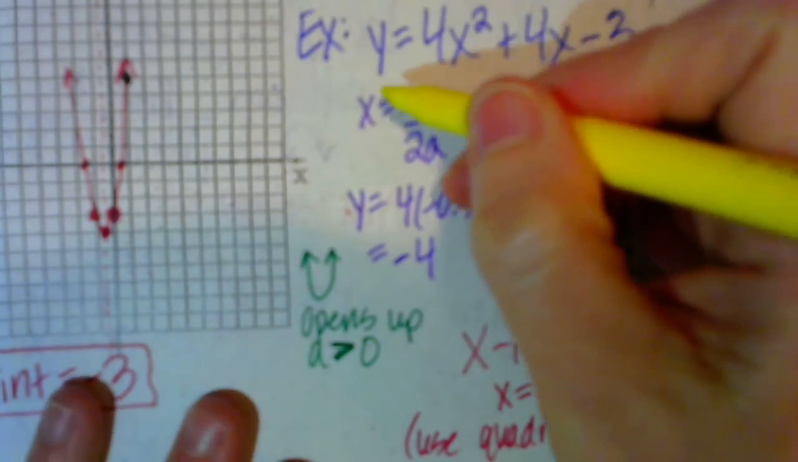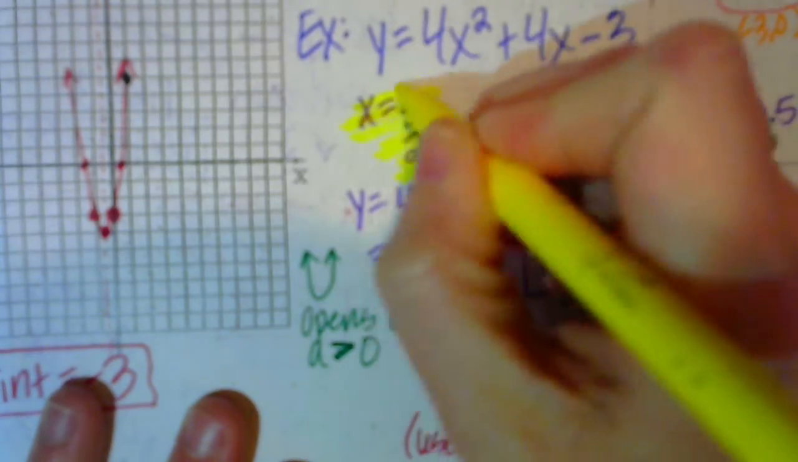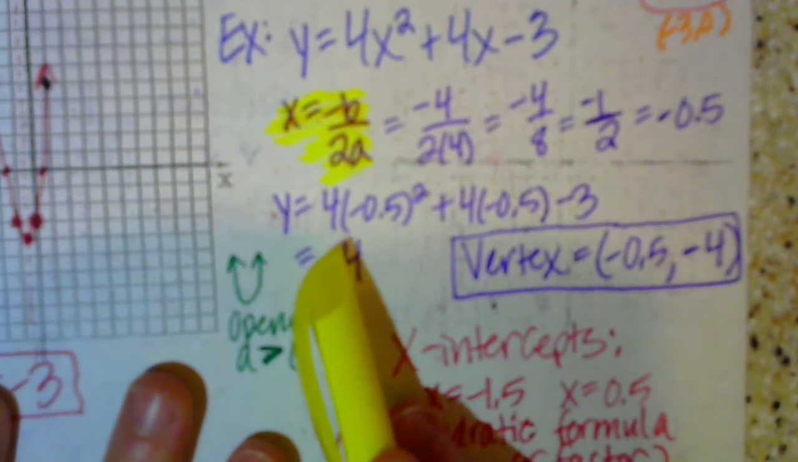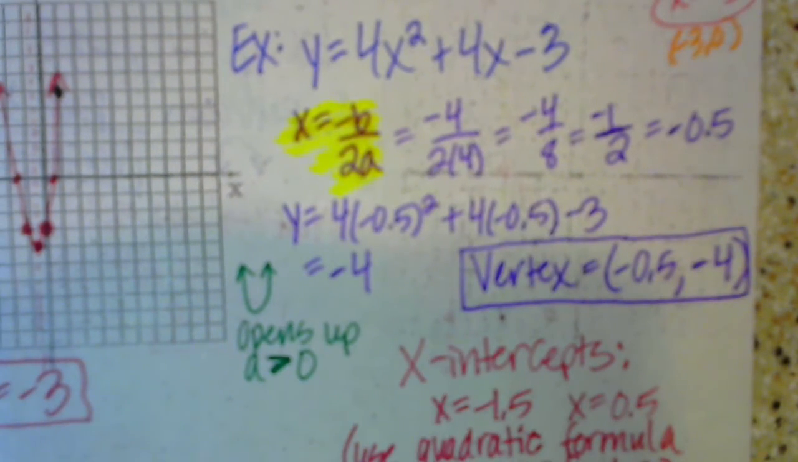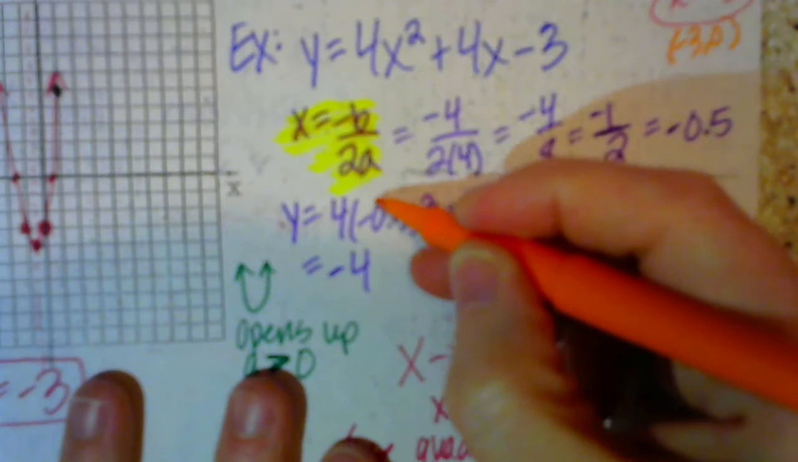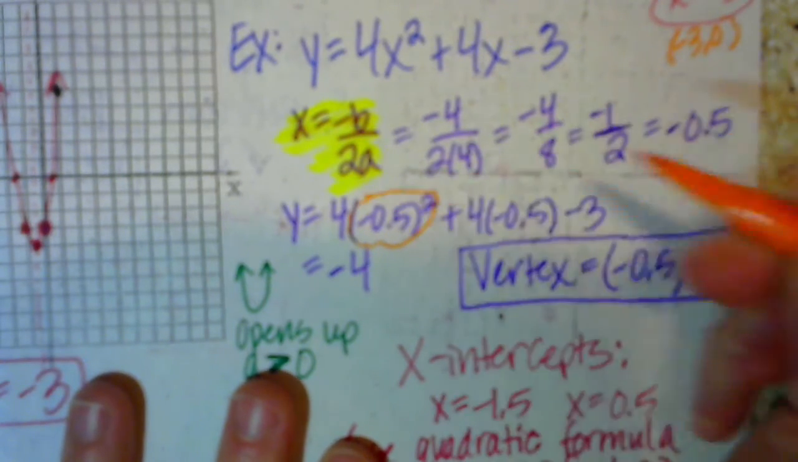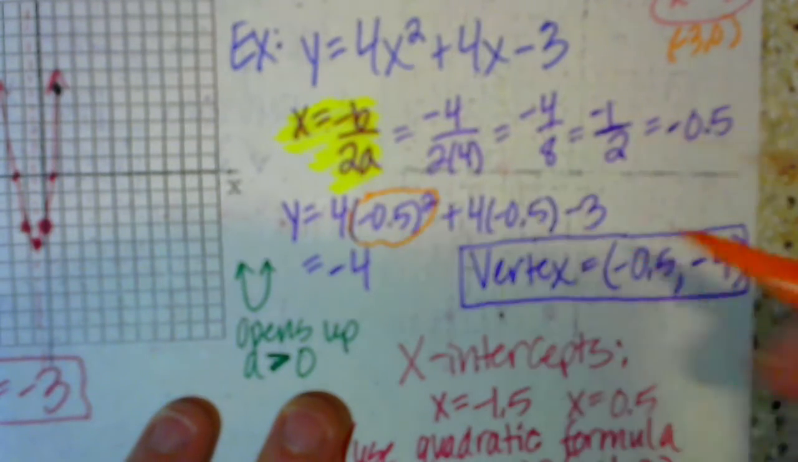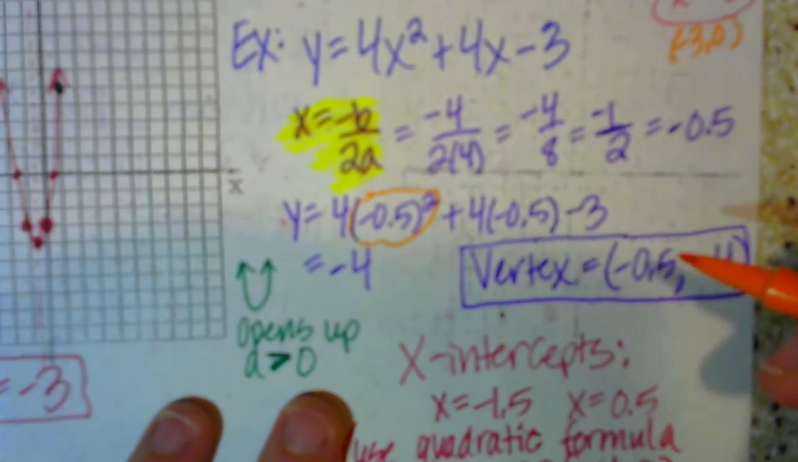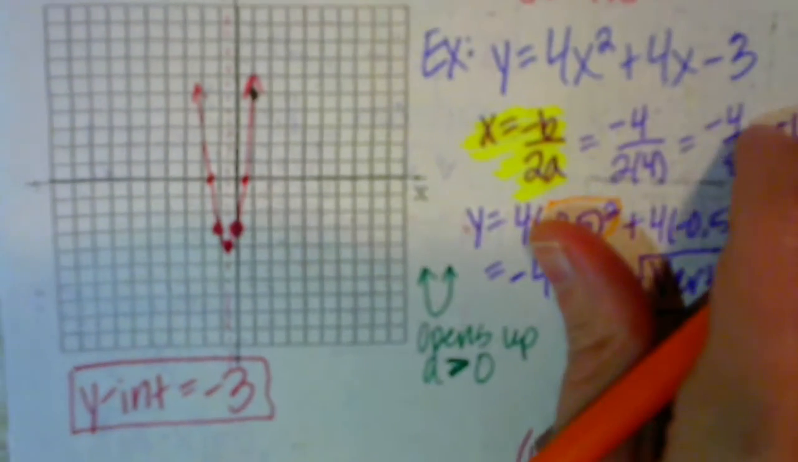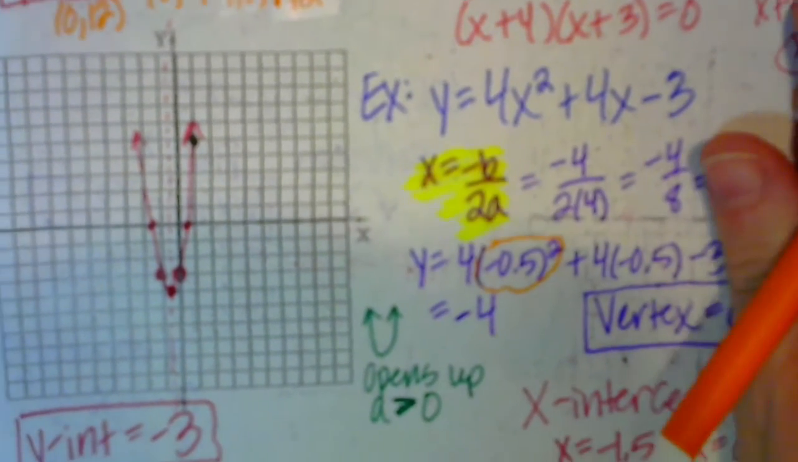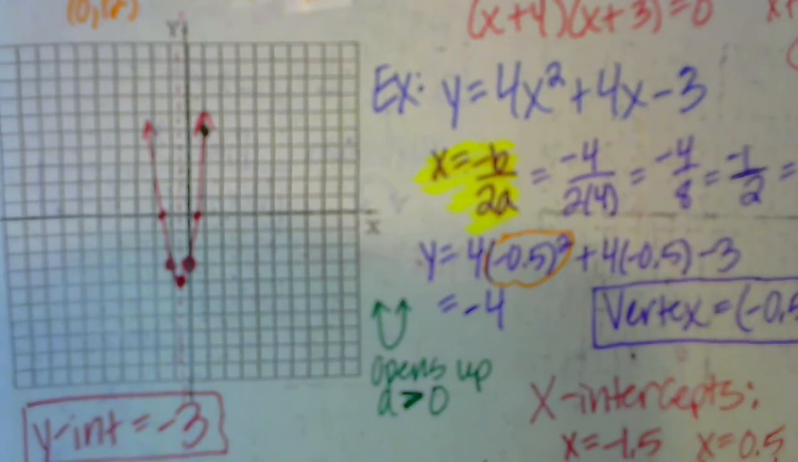negative b over 2a. Got to start with that. I got negative 0.5 and I plug that in. This is an important part right here. A lot of people get confused because they forget to do the negative 0.5 squared first and then multiply by 4. So watch out for order of operations. And you can ask questions in the Q&A about this.